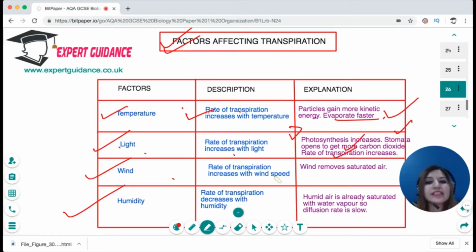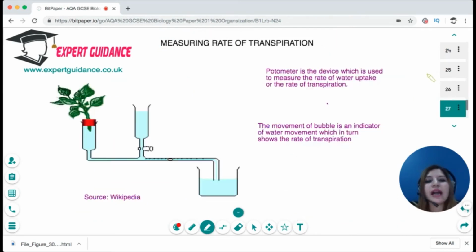Wind: as the wind speed increases, it moves away all the saturated air, increasing the concentration gradient of the water vapor, increasing the rate of transpiration. Humidity: the rate of transpiration decreases with humidity. Why? Because humidity will make the air saturated with water vapor, decreasing the concentration gradient, so the diffusion rate of water will slow down. Okay, now how do we measure the rate of transpiration?